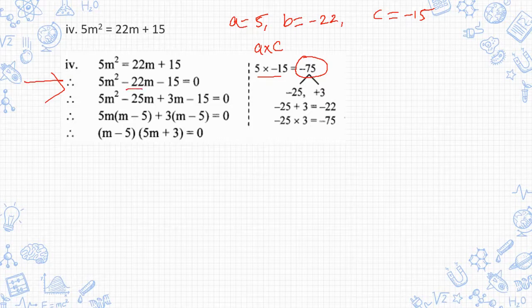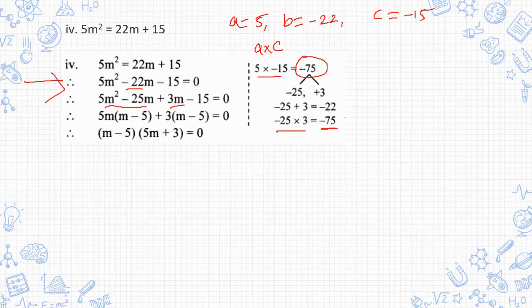So if I take minus 25 and plus 3, then minus 25 into plus 3 will give you minus 75, and minus 25 plus 3 will give you minus 22. Sign of the greater number, that is why minus 22. So minus 22 you can split into two such numbers, that is minus 25m plus 3m, and the rest of the terms as it is. So 5m square minus 25m plus 3m minus 15 equal to 0.